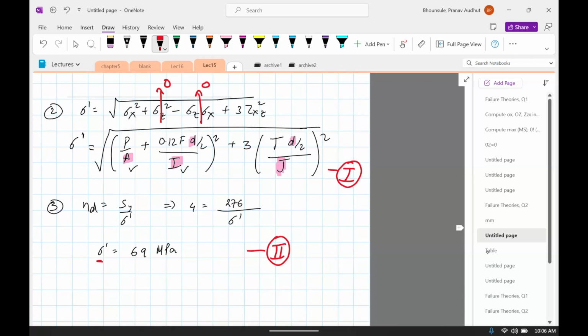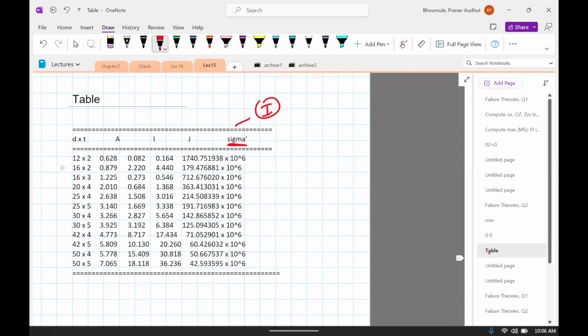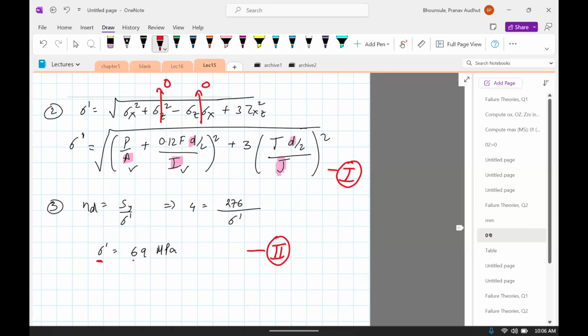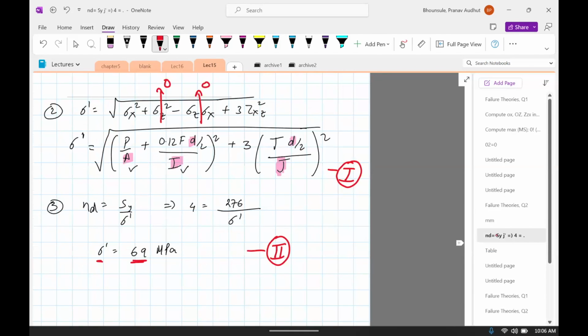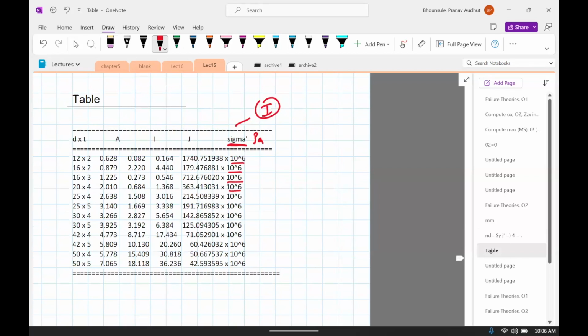So that's step one. I got this, and these are all actually in pascals, so you have 10 raised to 6, but you can eliminate that and then it'll be MPa. Now, you also know that the maximum von Mises stress is 69. I cannot exceed 69, otherwise we'll exceed the factor of safety. So we need to use 69 and scan through the table.